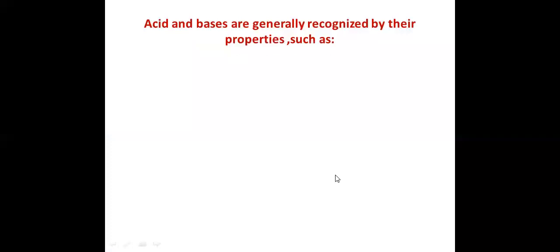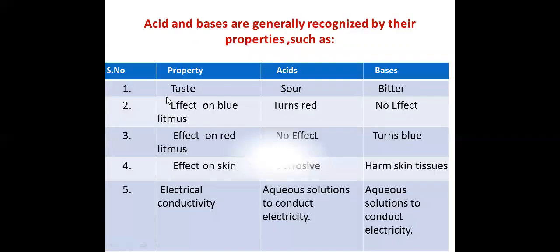Acids and bases are generally recognized by their properties. Some important properties of acids and bases are mentioned here. The first property is taste. Acids have a sour taste, bases have a bitter taste, like bitter gourd.